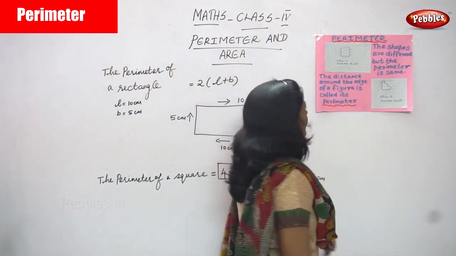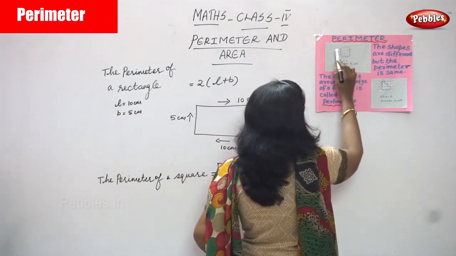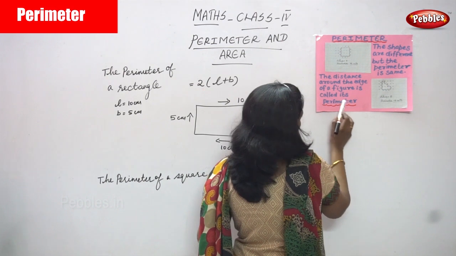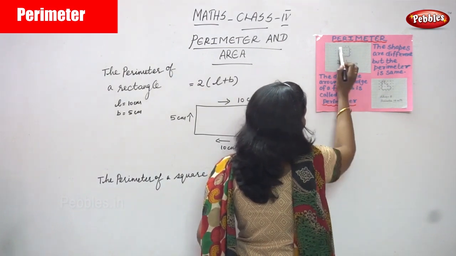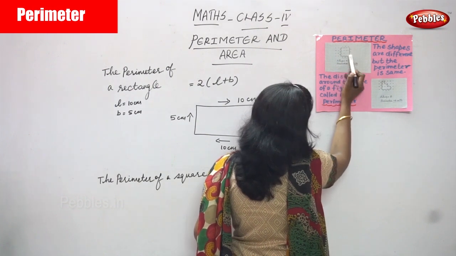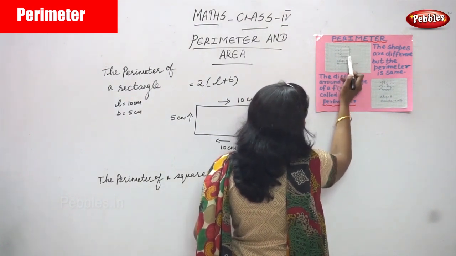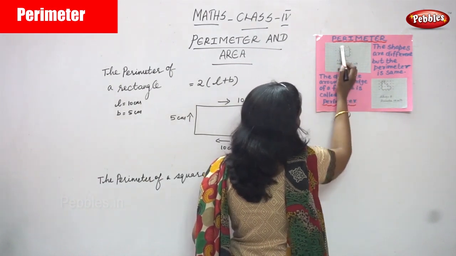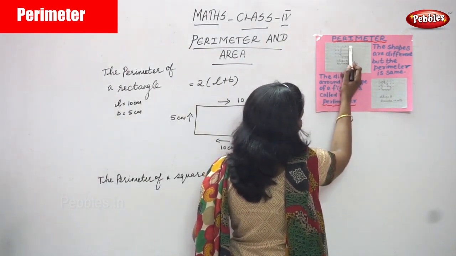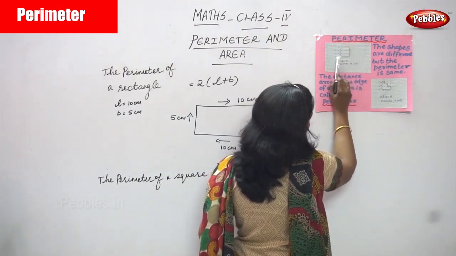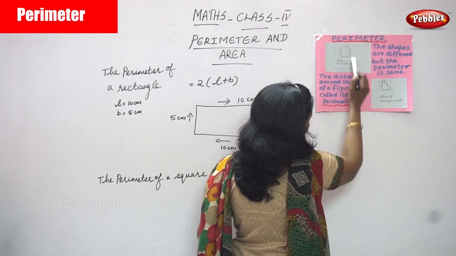See, look at this diagram. This is a square. The distance around the edge of the figure is called the perimeter. Means you start from here to here, this is a distance, and then from here to here. So one side, two sides, three sides, four sides, all four sides are the distance around the edge, starting from this point and ending at this point.